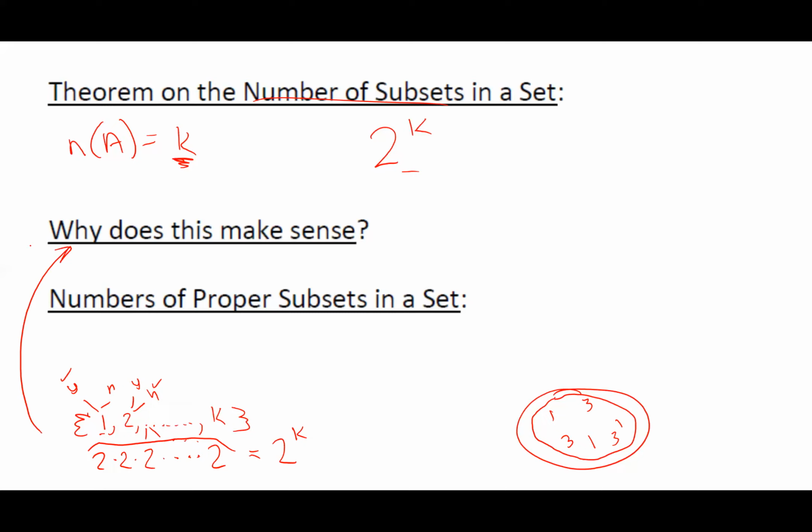Number of proper subsets. So remember, a proper subset is a subset which is not the original set. So this is the total number of subsets there are, and that includes the original set, which is only one set, so I'm just going to subtract 1 from it. Okay.